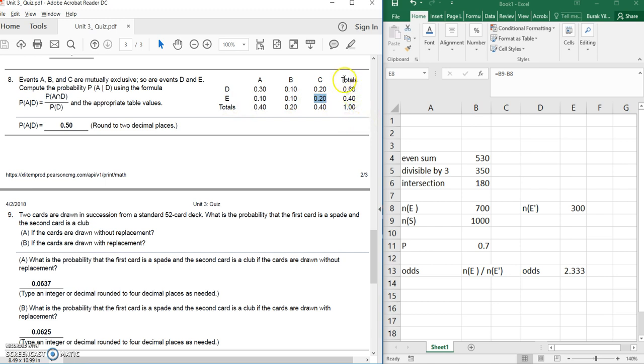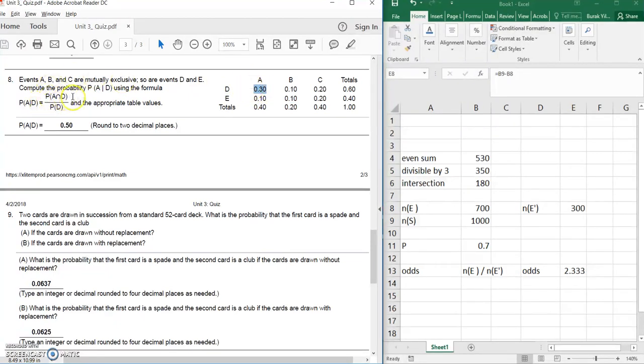And look at the totals column. So this, for example, 0.40 is the probability of E happening just by itself, and this 0.20 is the probability of B happening just by itself. So in this conditional probability, the formula is given. So P(A given D), the probability of A given that D is also happening, is the probability of A and D happening together, which is 0.30 from this table.